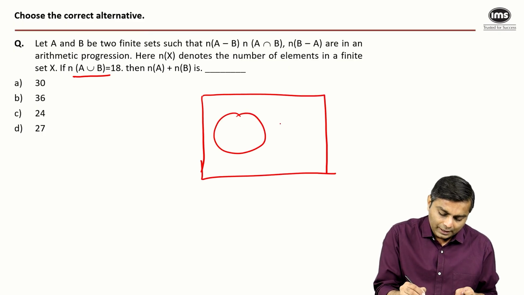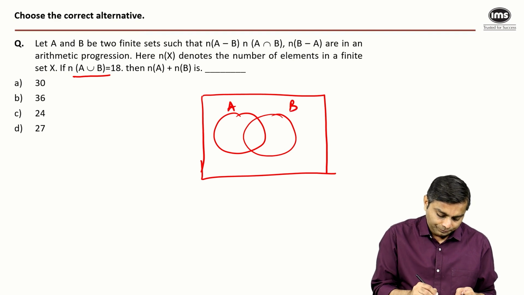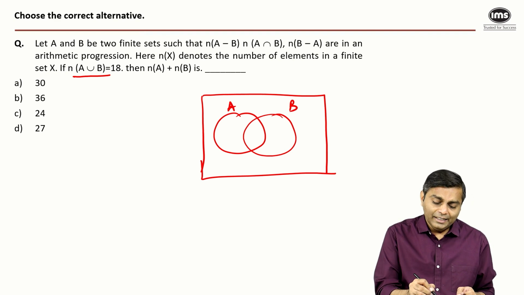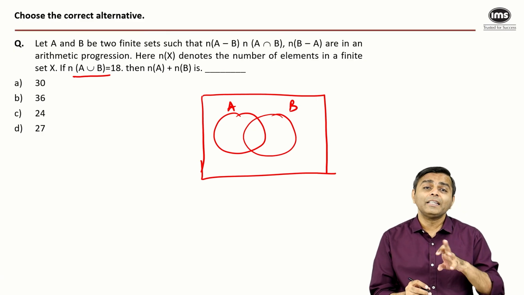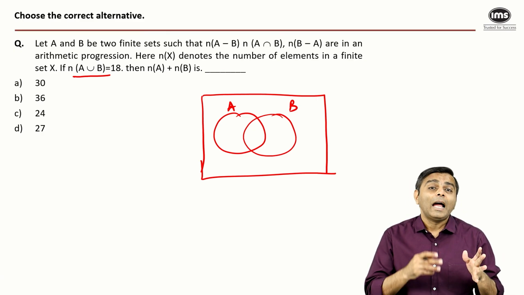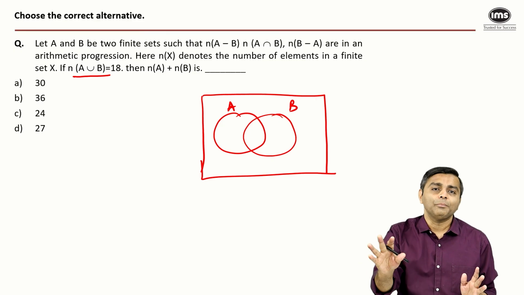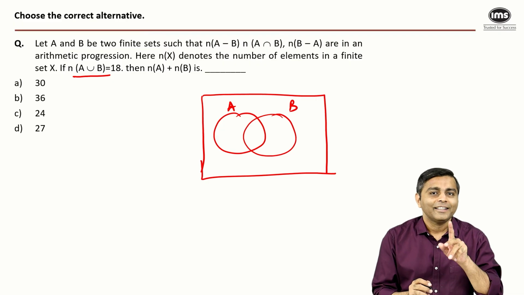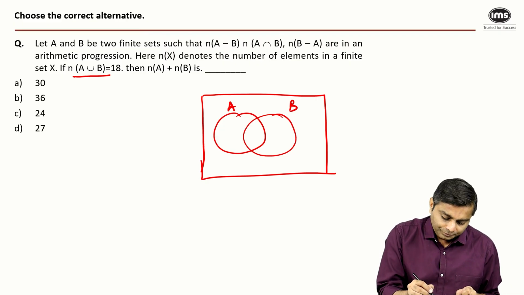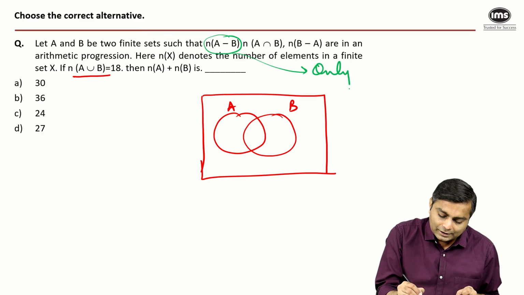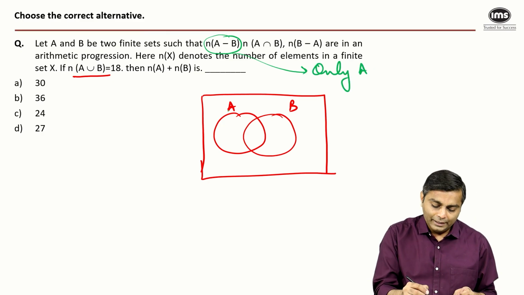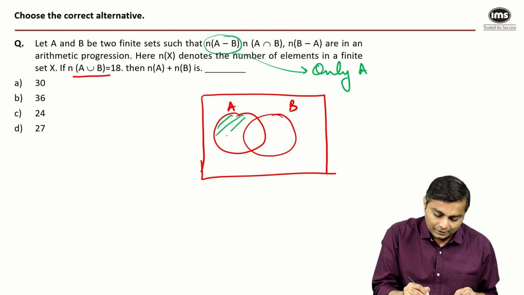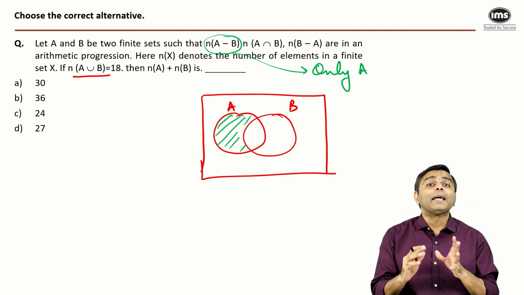Okay, let's say this is my A and this is my B. Okay, A and B. Now, let me just change the ink. When they say A minus B, it is everything that is in A, and everything that is in B is eliminated. So something that is only A is A minus B. In English it is only A. So which is nothing but this part. This is A minus B.